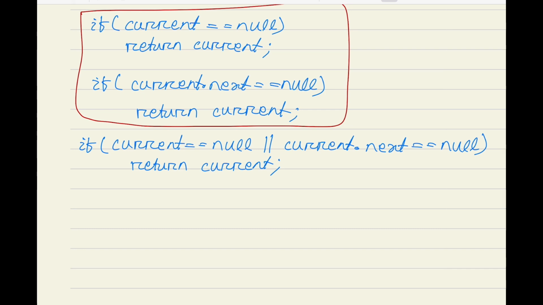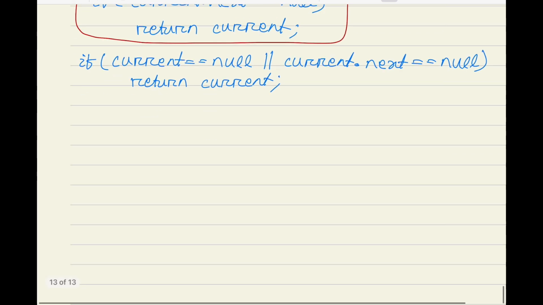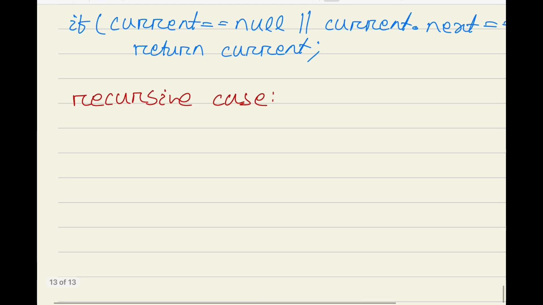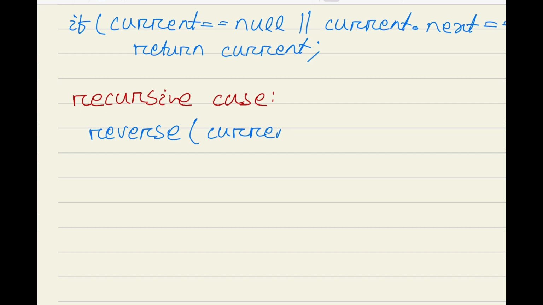Then what is the recursive case? The recursive case means how to solve the one for which we don't know the solution, or how we partition. In the recursive case, we can call the method once again, assuming the name of the method is reverse, and we pass the next of current to that method. So we write current dot next, and we call this recursive method until the end of the list is reached.